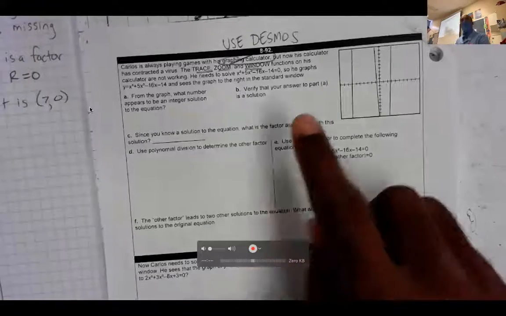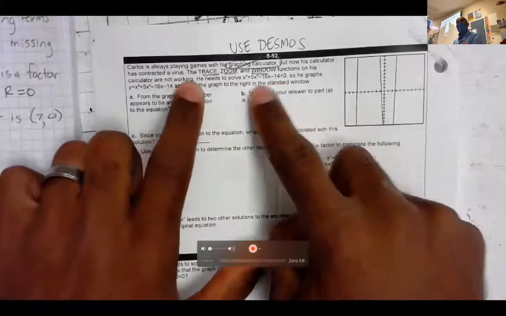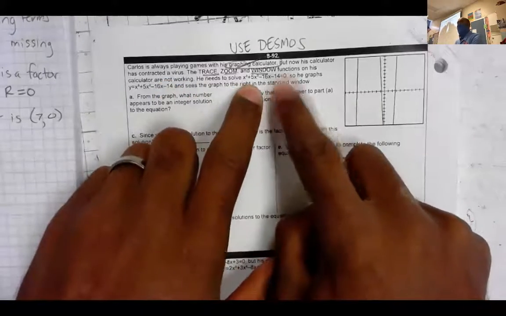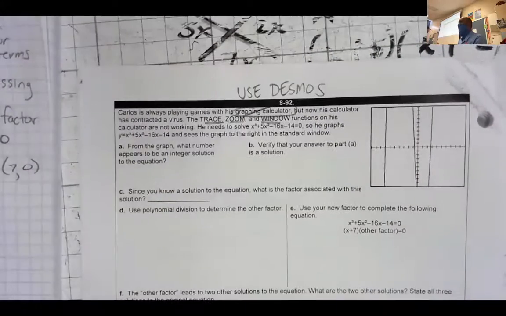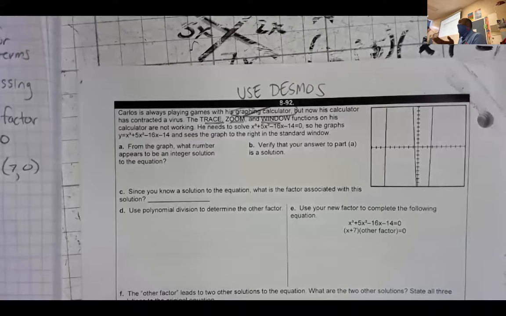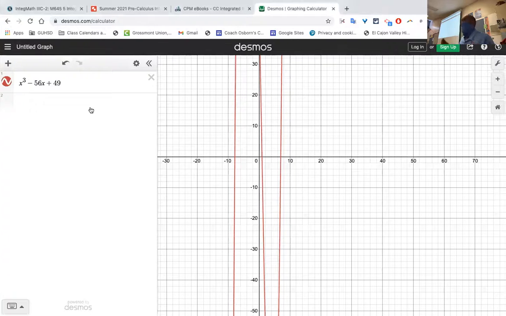Let me go back here. He says he needs to solve this function. When a question says you need to solve, what are we looking for? For what? X, or what on the graph? When you say we're looking for X, what is that on the graph? Where do you find that? Like, where's the answer here?